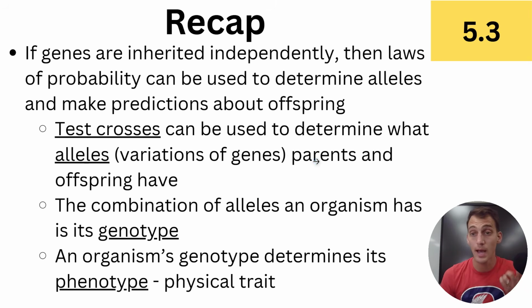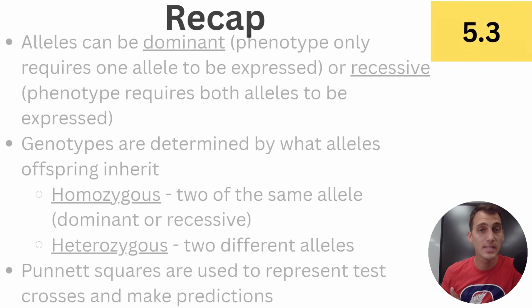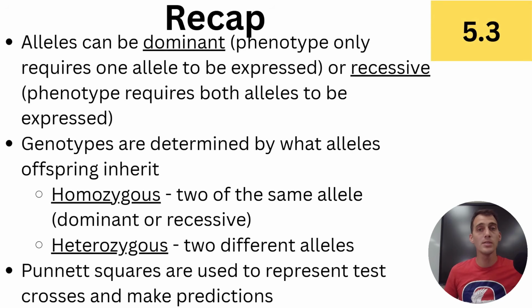So the combinations of alleles located on the chromosomes determine your physical traits, which are called your phenotype. What combination do you get? Two dominant, two recessive, etc. Alleles can be dominant, where the phenotype only requires one allele to be expressed, or recessive, where the phenotype requires both alleles to be expressed.